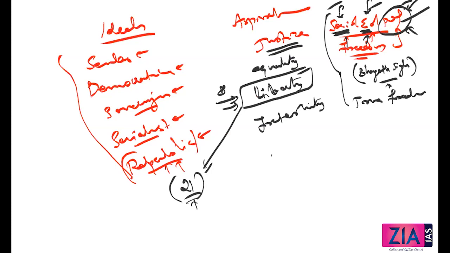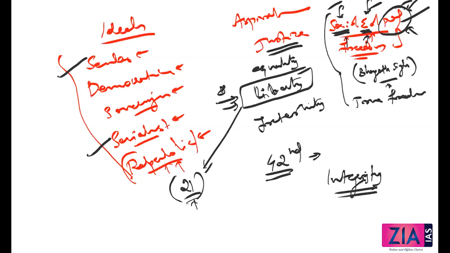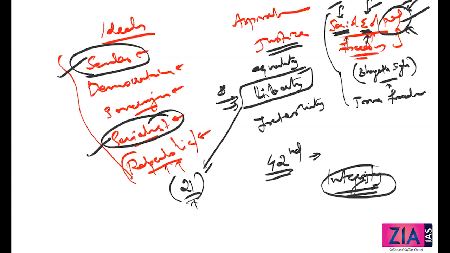So out of this, what was added in the 42nd Amendment Act? Socialism, right? Socialism, secularism, and one more. Yeah, integrity. That is not discussed here; you will see that in the preamble when you read it. So these are the three words which were added in the 42nd Amendment Act of 1976: secular, socialist, and integrity.